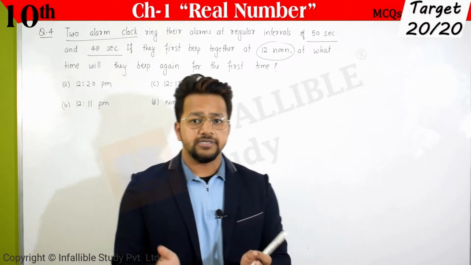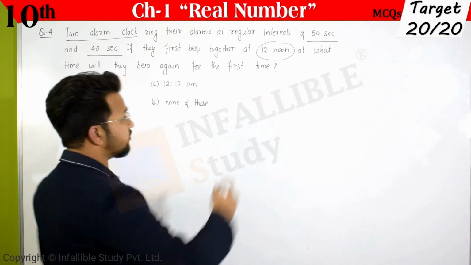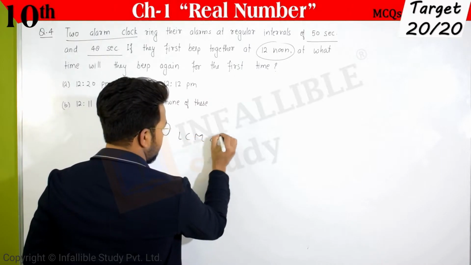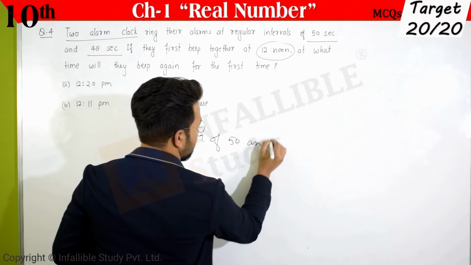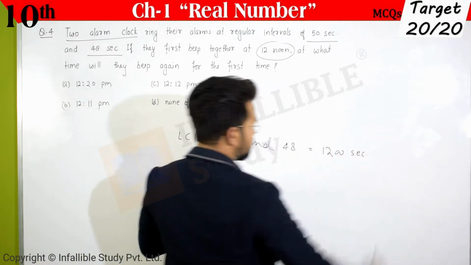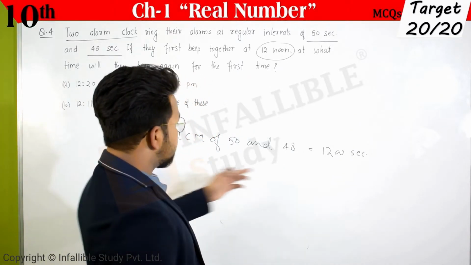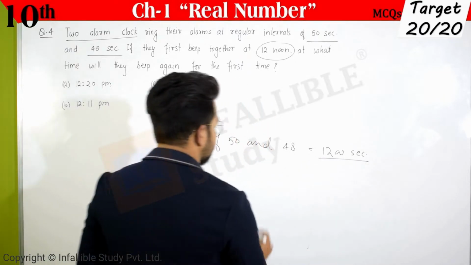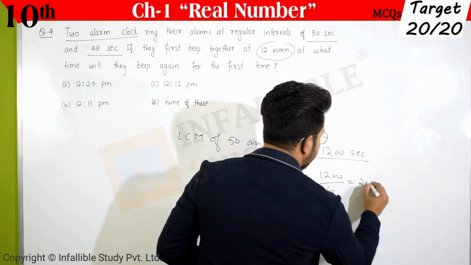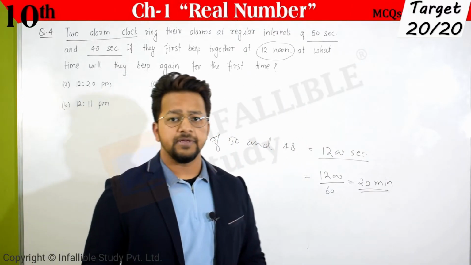So whenever there is a time-related question that asks when they beep again together, first of all we need to find the LCM of 50 seconds and 48 seconds. And the LCM will be 1200 seconds. So after 1200 seconds, both clocks will beep together again. We need to find this in minutes. So 1200 divided by 60, and we will get 20 minutes. So after 20 minutes, both clocks will beep again.